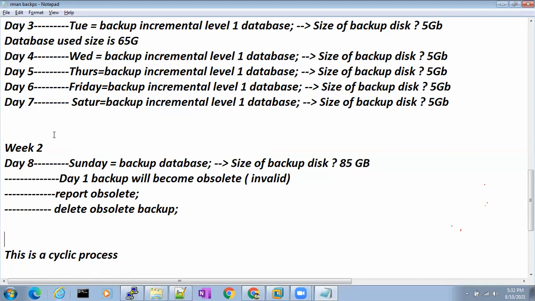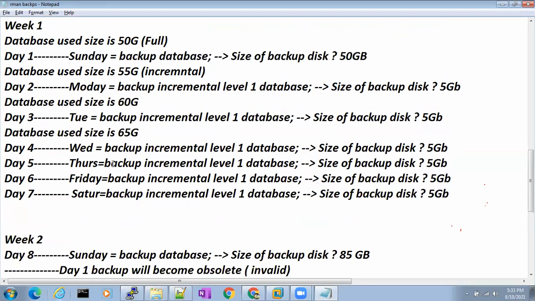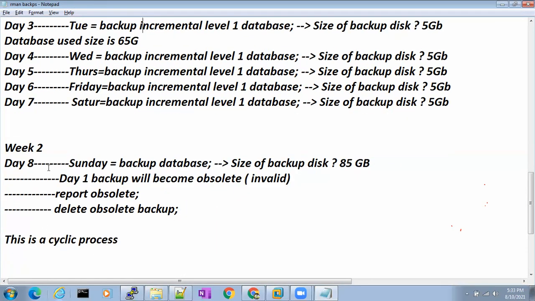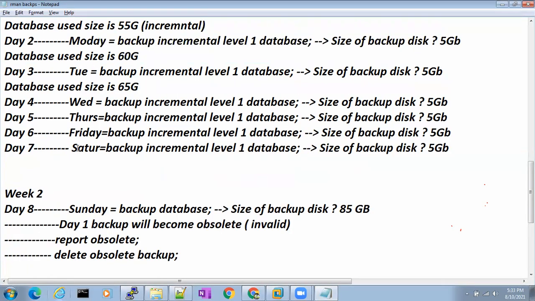No impact. Why? See, very simple, I'll tell you. If I missed on day 8, obviously day 9 backup will happen, right? Day 9 backup will happen. So day 9, what it will do is it will take this backup as a reference. So that is why actually it is a nice question.